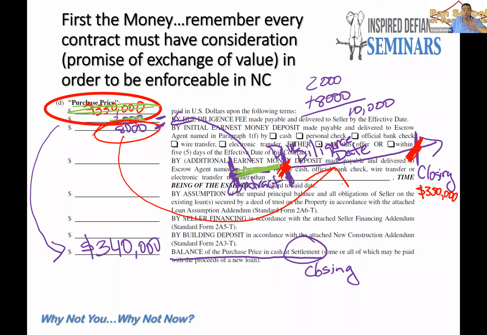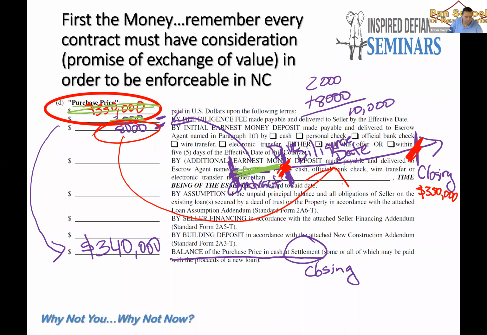So do we owe them the full purchase price? No. But we did ride past the due diligence date. So what do we owe them now? $8,000. $8,000 earnest money deposit. The earnest money deposit is in case you don't get off in time. That's exactly right.